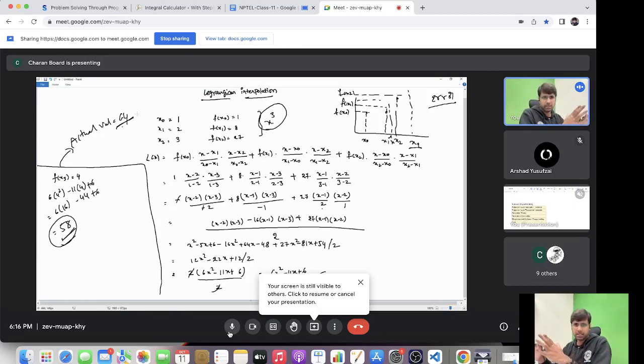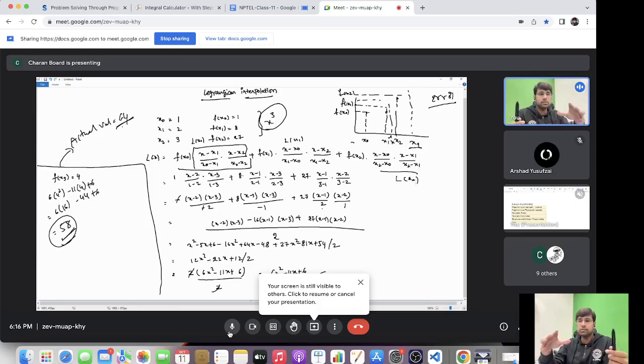There are some other methods also in mathematics, you can learn about that more, but this is how the Lagrangian equation can be solved. Each term is called a Lagrangian. So this is called L of x0, L of x1, and this is L of x2. So this is how we calculate the Lagrangian.